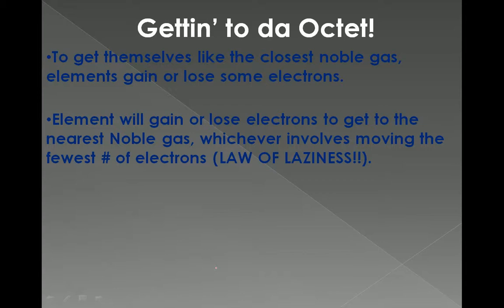But for them, that has to deal with gaining or losing electrons. So the reason atoms want to get to the nearest noble gas is because they want to do the least amount of work, and the nearest noble gas is doing the least amount of work. So they're going to either gain or lose electrons, but they're only going to do whichever one involves the fewest number of electrons. They're going to gain or lose depending on which requires the least number of electrons. The more electrons you have to move, either taking them in or giving them away, that's more work. So they want to do the least amount possible.